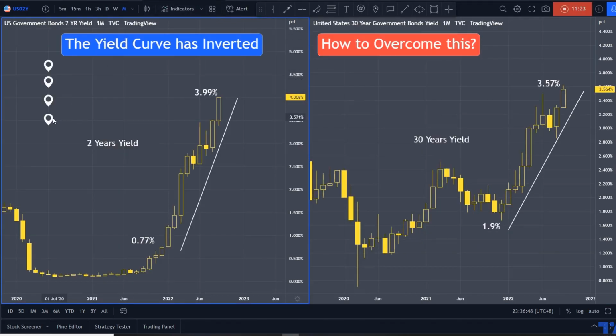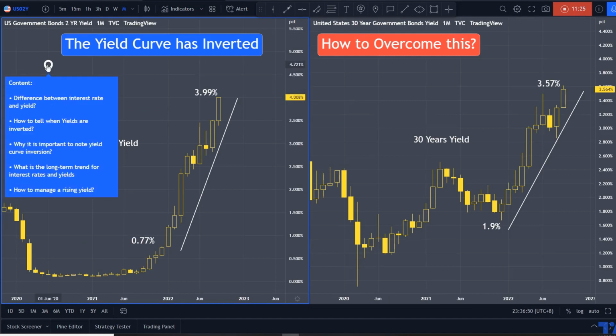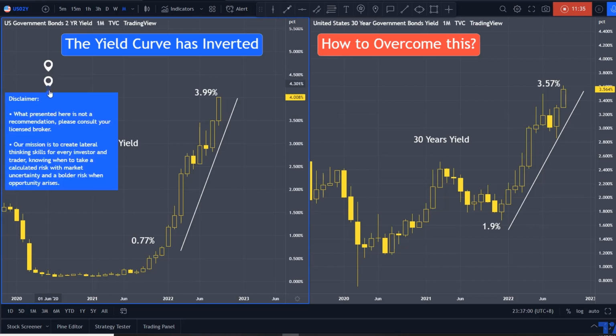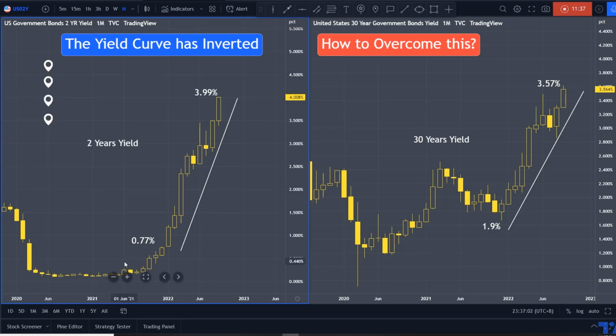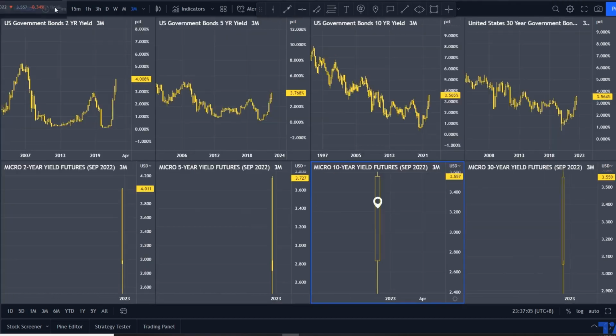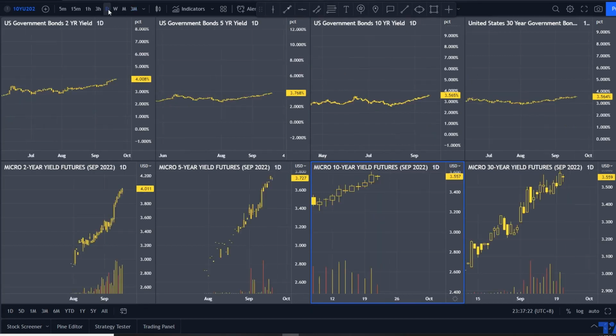And let's go over to point number 5. So how are we going to manage this rising interest rate or rising yield? Now, there are many ways to hedge against inflation or a rising yield or interest rate. And one of the ways is a direct hedge. And that's what we could see: there's a 2 years yield, and that's what we studied earlier. And below are the micro, in this case, 2 years micro yield futures, and this micro 10 years yield futures. And I'm going to move to the daily chart.